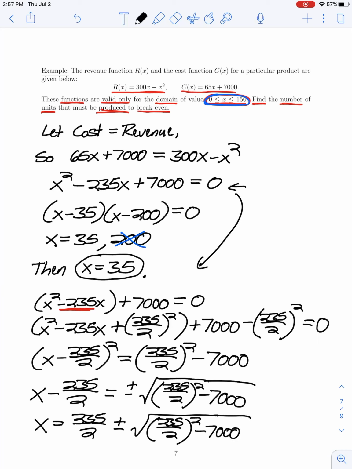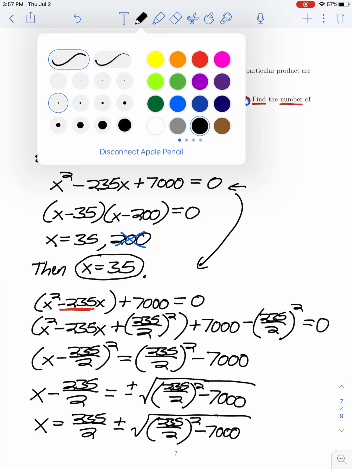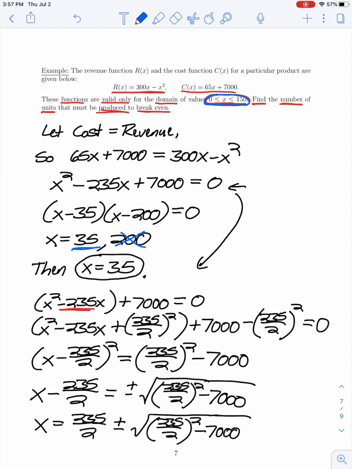All right. So from here, after simplifying, we find that we would have the same x values that we had found above, namely 35 and 200, after some simplification here. So again, we end up with the value of 35 if we use that same approach, but we can see in this case that the numbers get a little messy.